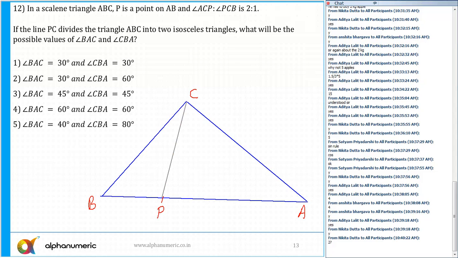And the angles are in the ratio 2:1. So this is 2x and this is x. Let's say the line PC divides the triangle into two isosceles triangles. Now these are two isosceles triangles, which means I can say these two sides are equal, and so these three sides are equal. Is that part clear to all of you? The one which I have pointed out.